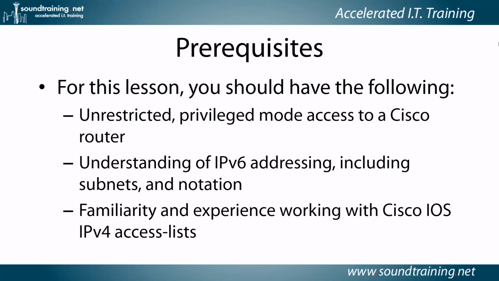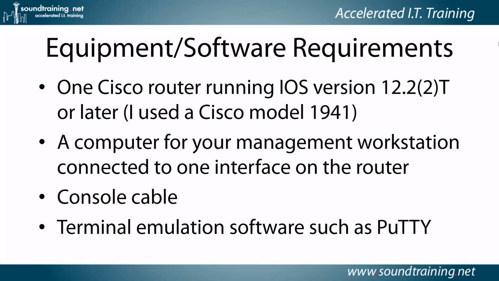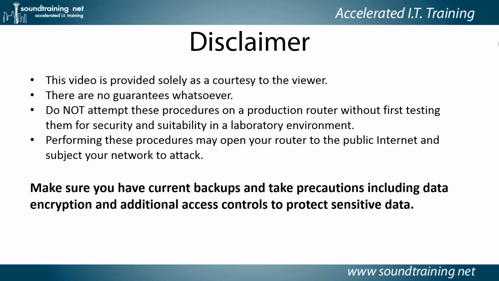Prerequisites. For this lesson, you should have the following: unrestricted privilege mode access to a Cisco router, an understanding of IPv6 addressing, including subnets and notation, and familiarity and experience working with Cisco iOS IPv4 access lists. Equipment and software requirements: one Cisco router running iOS version 12.2(2)T or later. The one I'm using is a Cisco model 1941, but truly any iOS-based router should work as long as it's running that software version or later. You'll also need a computer for your management workstation connected to one interface on the router, a console cable, and terminal emulation software. The one I'm using is PuTTY.